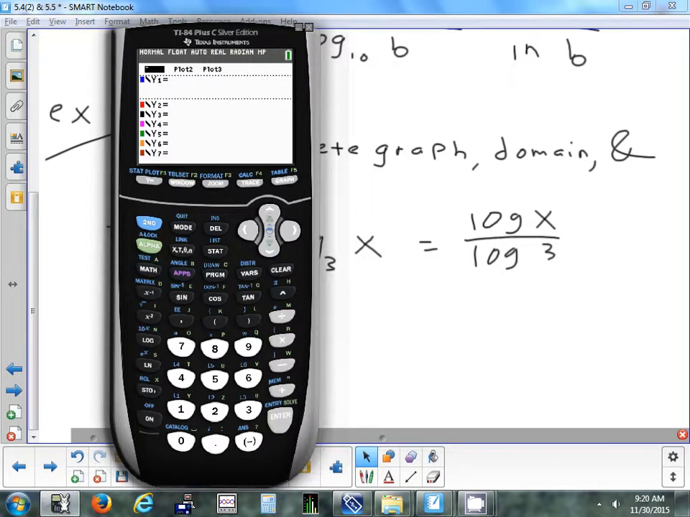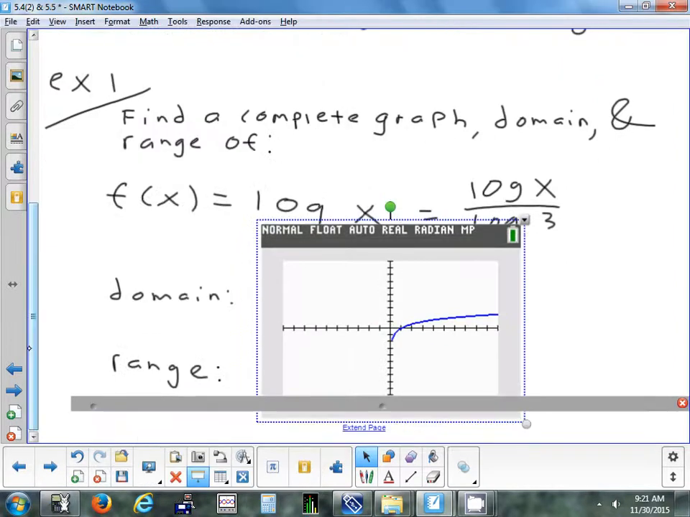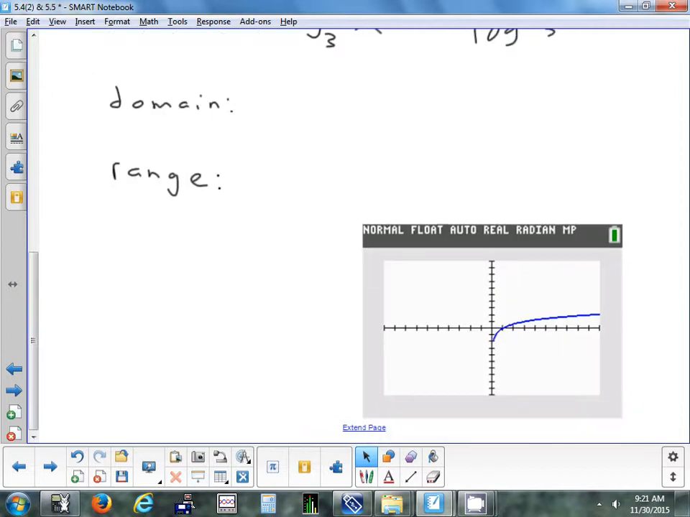If you have a stat plot turned on, I'm going to shut that off now because we don't need that anymore. All right, so log x, make sure you close the parenthesis, divide by log 3. Okay, also, if you adjusted your window for that last stats problem, let's do zoom 6. Okay, here's our graph. Let's just put that down there.